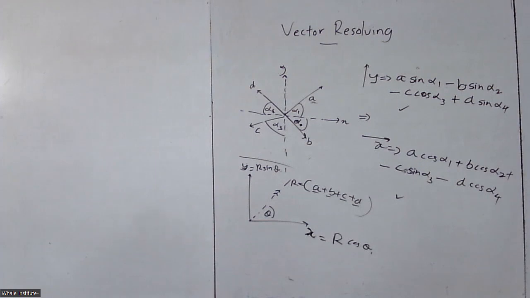Then we can get the final two components towards x and y, then we can finally get the resultant vector using those two vectors x and y. Then the next point.